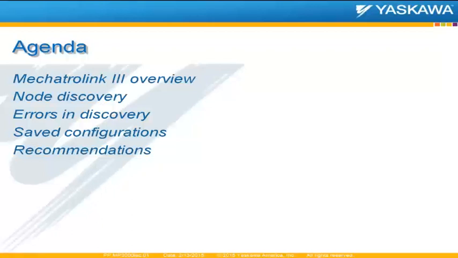For our agenda today, we're going to do a Mechatrol 3 overview first, then we're going to talk about node discovery, some errors in the discovery process, saved configurations, and then I'm going to give you a list of recommendations.